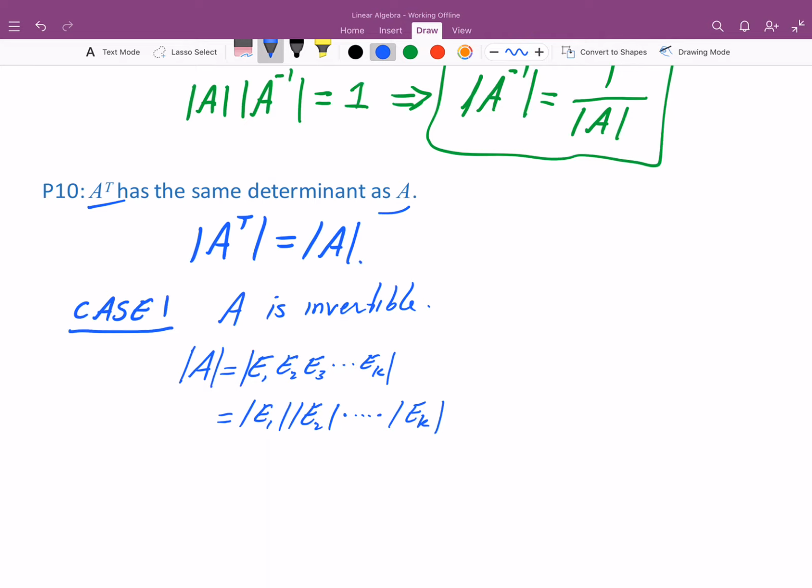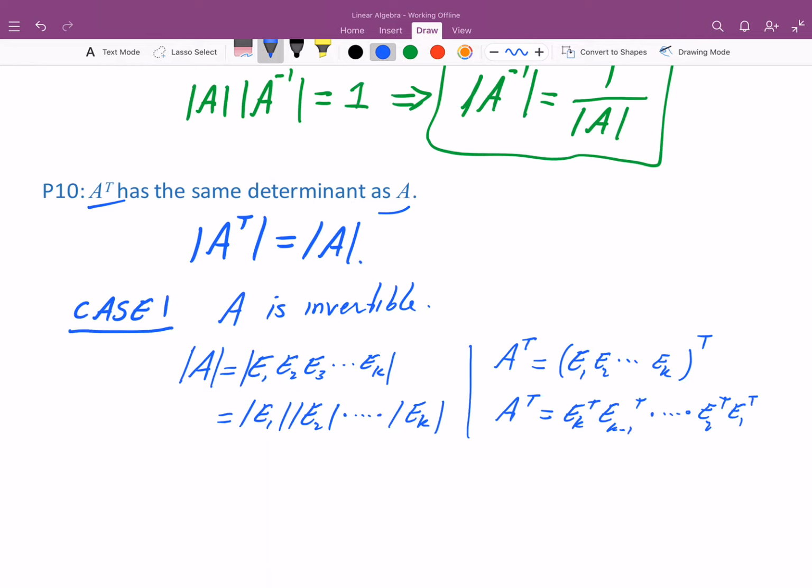Now, if we go to A transpose, A transpose is basically the transpose of this product, E1 times E2, etc., times EK. And we know from properties of transposes that the transpose of a product just writes the product in the reverse order, and we transpose every elementary matrix. EK transpose, etc., times E2 transpose times E1 transpose.